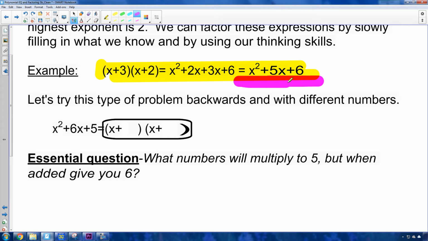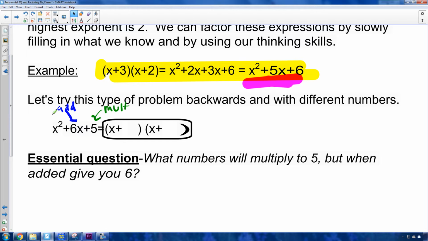But now the question is, what if you were given this problem backwards with different numbers? You'll notice that I switched the 6 and the 5 just to make the problem a tiny bit different. Well, if I was going to do this backwards, I would say, what multiplies to 5 but adds to 6? Because by the foiling, that's what's going to happen.